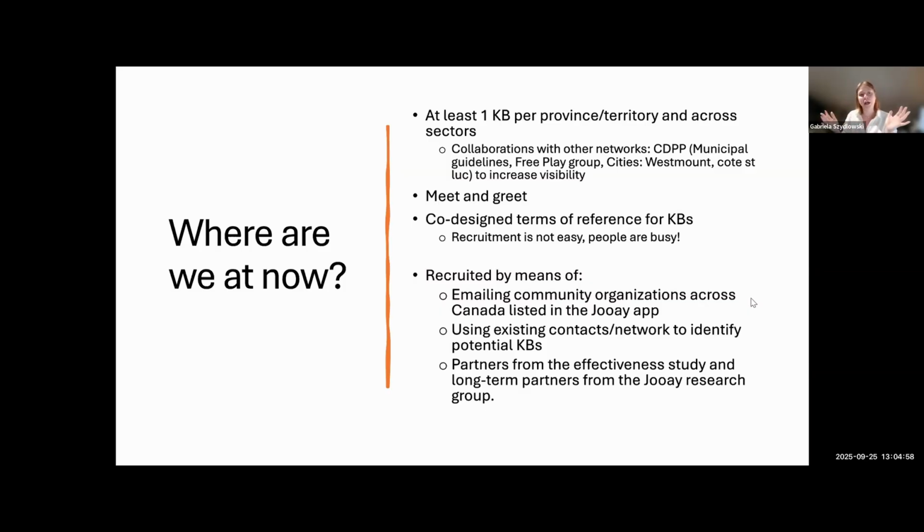Ultimately, although we wanted to branch out and include people in the network that we didn't already have strong relationships with, being introduced to someone by someone helps more than just cold emailing. Also, some of the knowledge brokers that we recruited are partners from the effectiveness study that Ebrahim's working on and long-term partners of the Jouet research group.